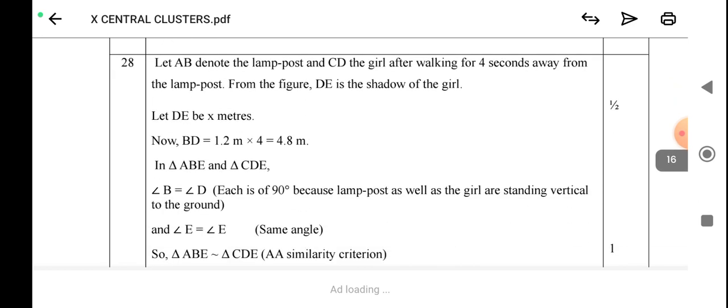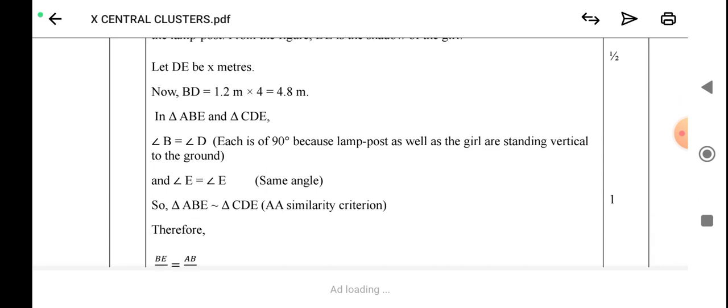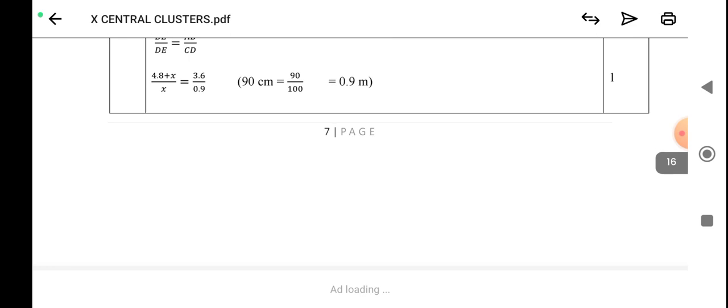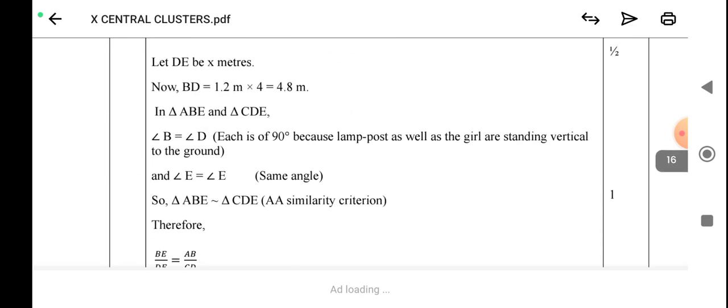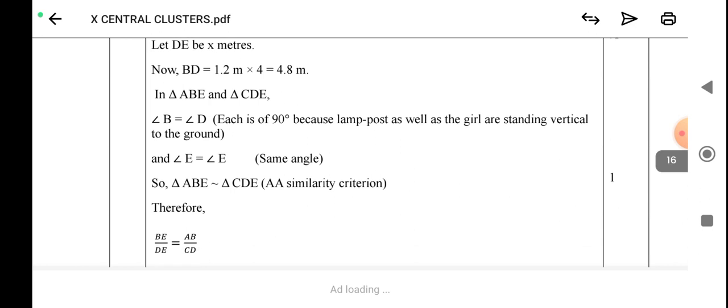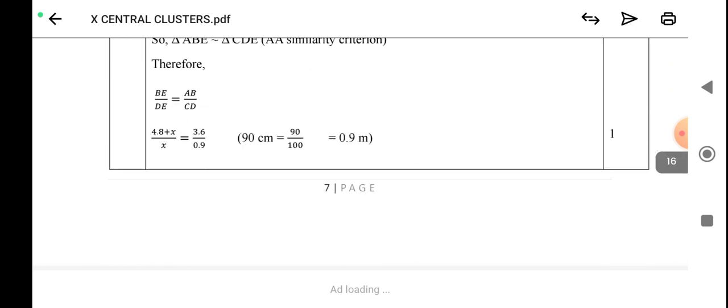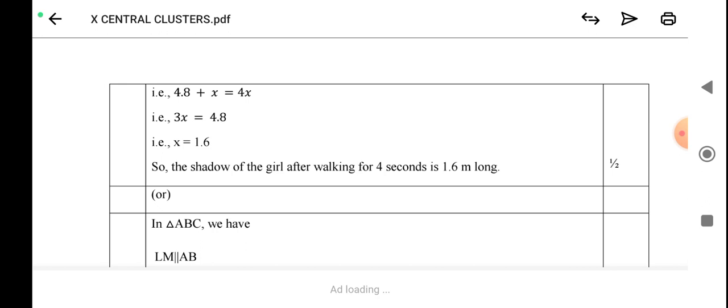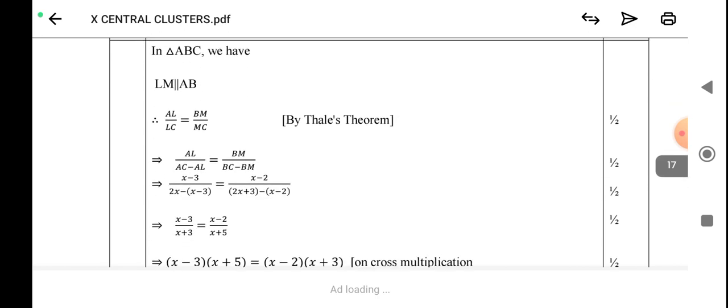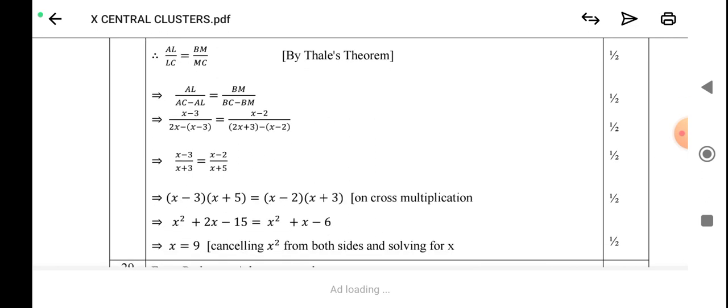On the 28th question, we already did this in triangles. It is an example, somewhat important. Use the AA similarity criterion, then use that corresponding sides are proportional. Then you get the shadow of the angle. In either type, use Thales theorem or BPT to get the value of x. The x value is 9.